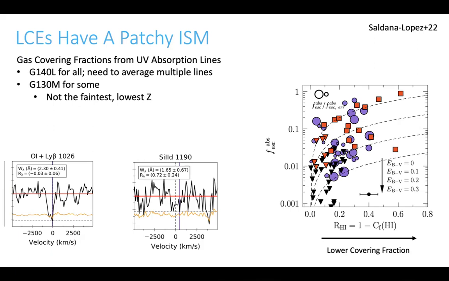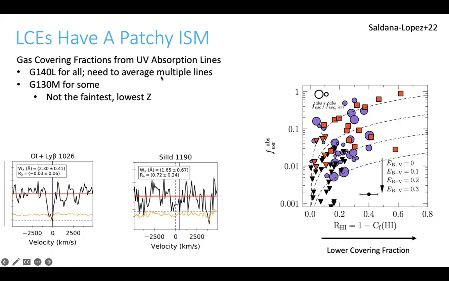But given those caveats, we do see that our strongest leakers do seem to have lower covering fractions in this HI absorbing material. We see signs that the ISM is patchy and that when you have less of this absorbing material in the way, you are able to get more Lyman Continuum photons out along the line of sight.